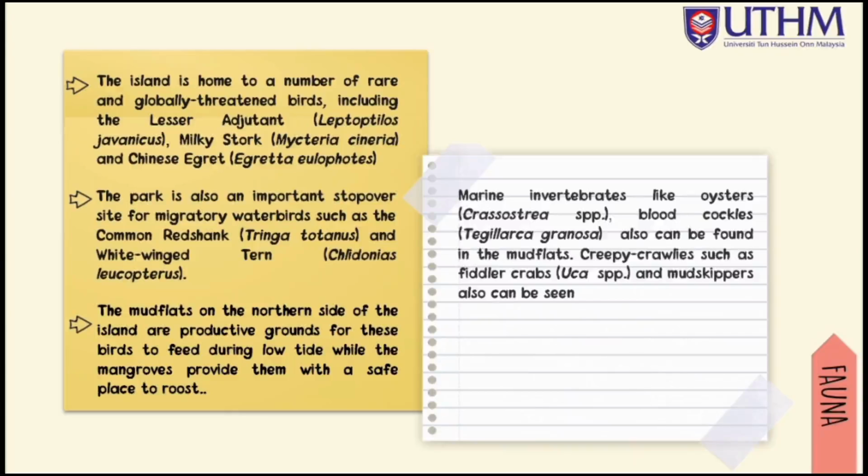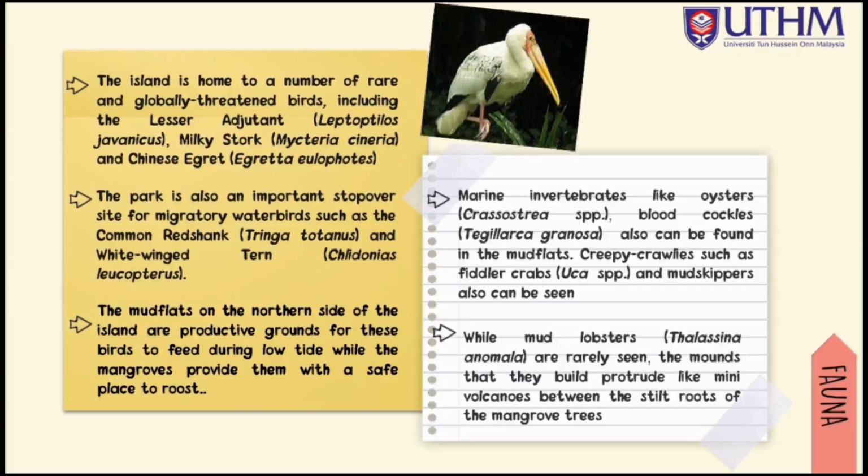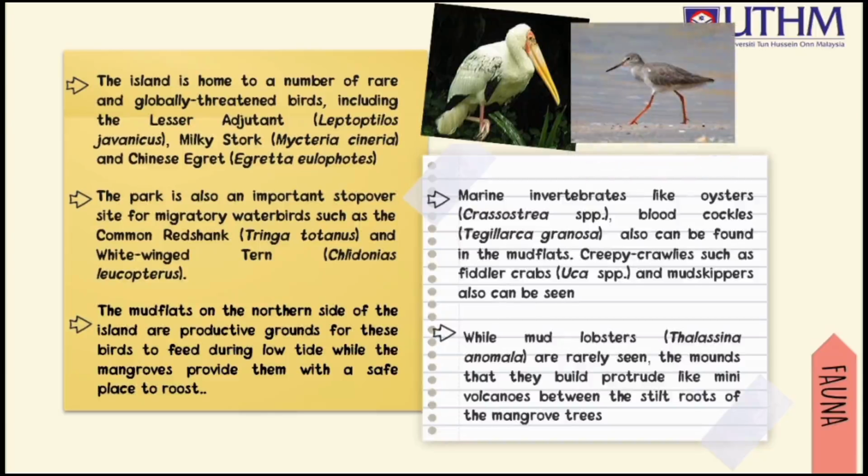Marine invertebrates like oysters and blood cockles can also be found in the mudflat. Creepy crawlies such as fiddler crabs and mudskippers can also be seen. While mud lobsters are rarely seen, the mounds that they build protrude like mini volcanoes between the stilt roots of the mangrove trees.